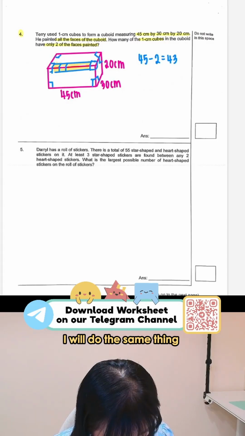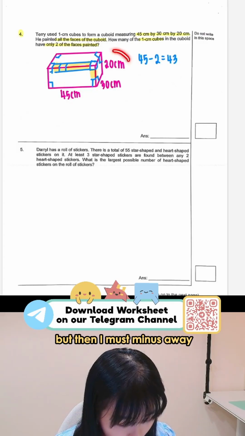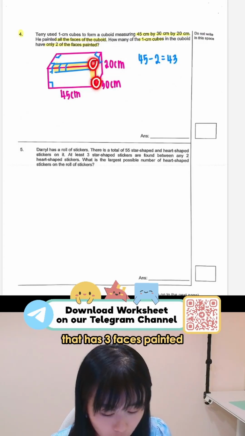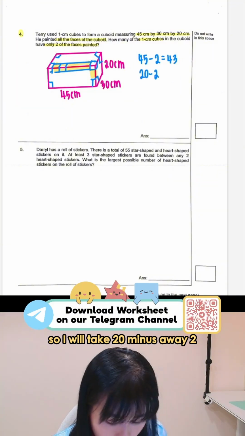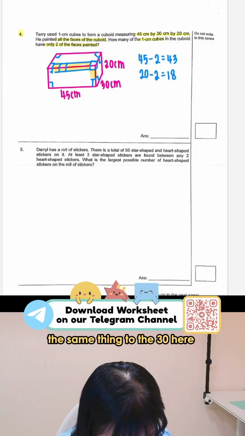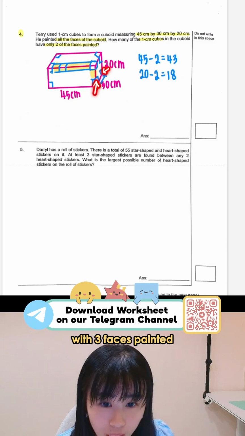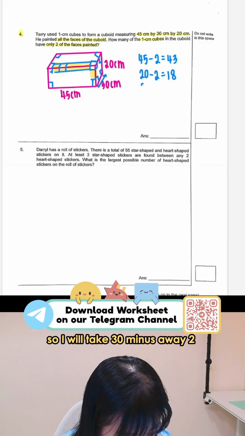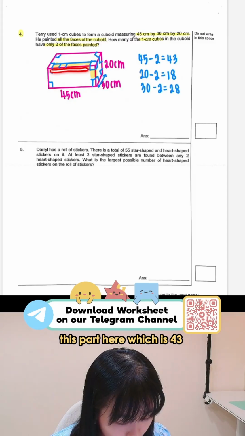I will do the same thing to this vertical part. My height is 20. But then I must minus away the top and the bottom that have 3 faces painted. So I will take 20 minus 2, then I will get 18. Then I will do the same thing to the 30 here, because I have another one here with 3 faces painted. So I will take 30 minus 2. I will get 28.